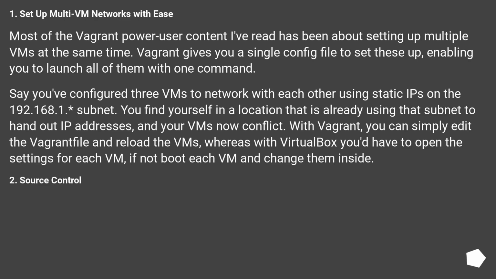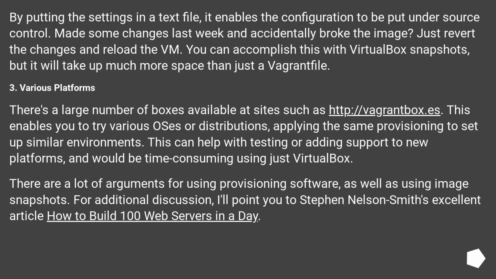Two, source control. By putting the settings in a text file, it enables the configuration to be put under source control. Made some changes last week and accidentally broke the image? Just revert the changes and reload the VM. You can accomplish this with VirtualBox snapshots, but it will take up much more space than just a Vagrantfile.